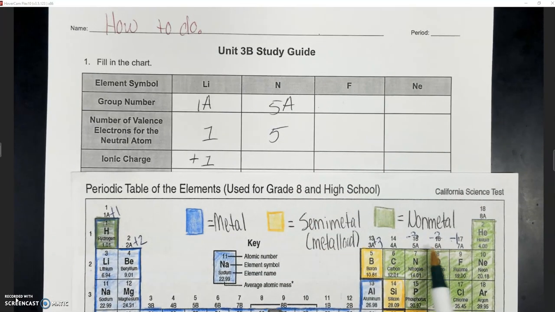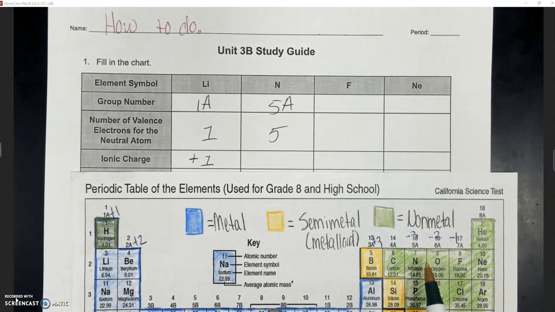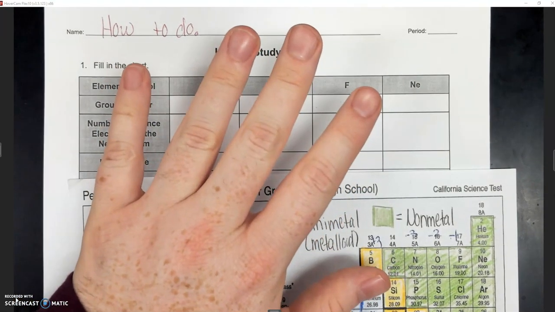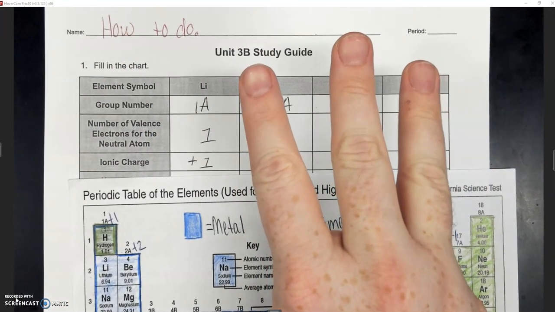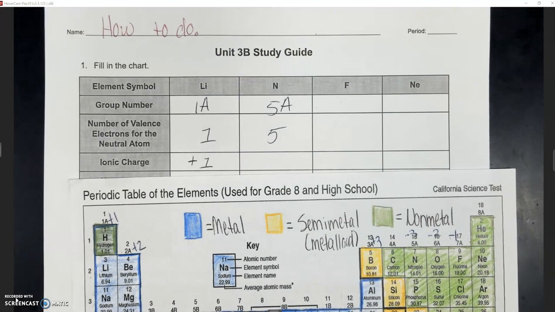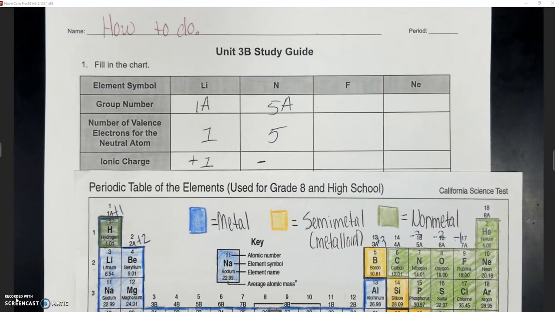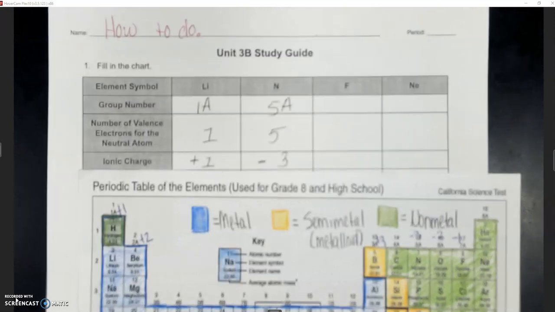Nitrogen is in the non-metal portion of the periodic table, and you have to remember non-metals like to gain their electrons, and they're going to gain however many they need to get to 8. Nitrogen already has 5. How many does it need to get to 8? It needs to gain 3 electrons to get to 8. So if you're gaining more negativity because electrons are negative, you're going to become more negative. How many negative things did nitrogen gain? It gained 3 negative things to get to that 8, so it's going to have a -3 charge.